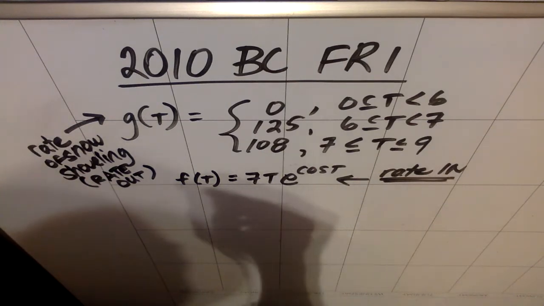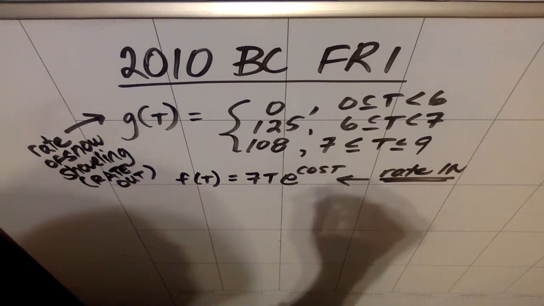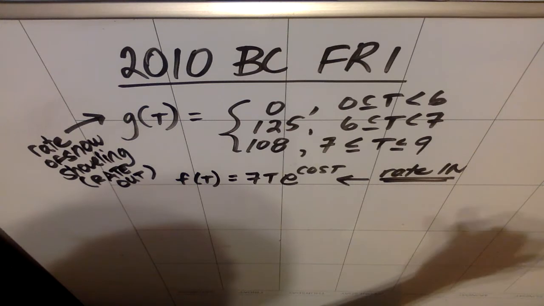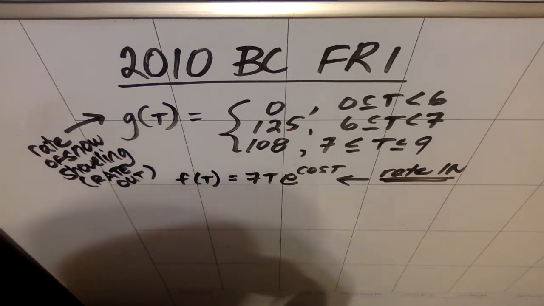Okay, so notice that g of t is a piecewise function and that f of t is something we're going to use in our calculator. So this is a classic combination of rate in, rate out, and also making you do some work by hand and some on the calculator. So let's start with A.